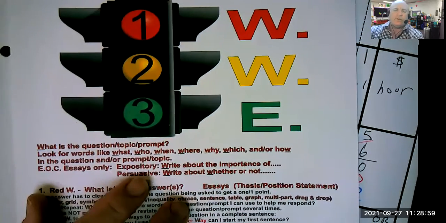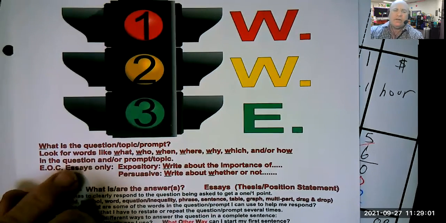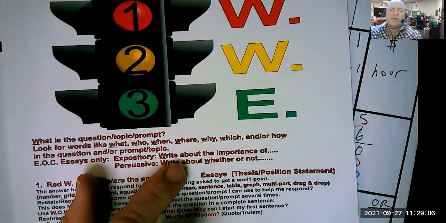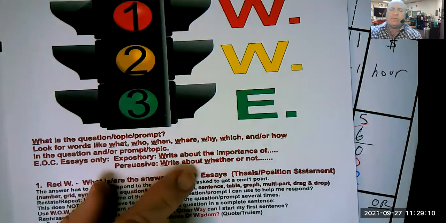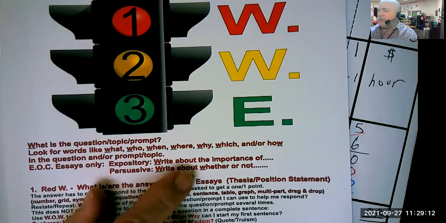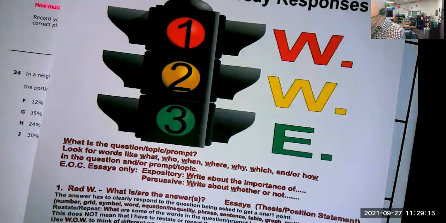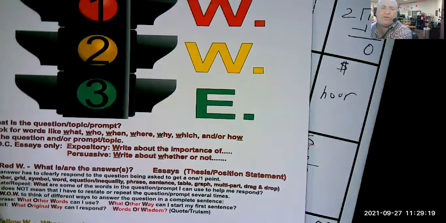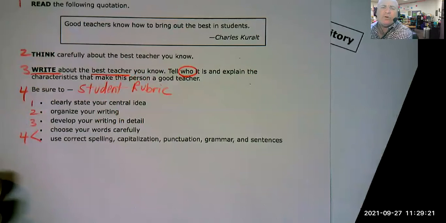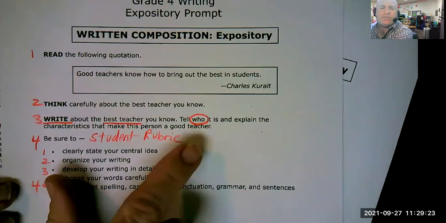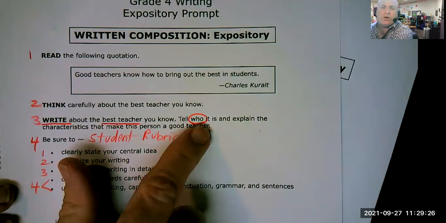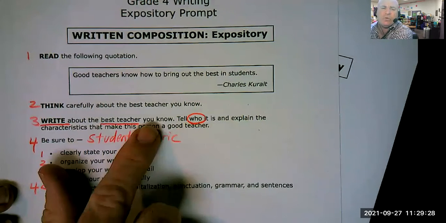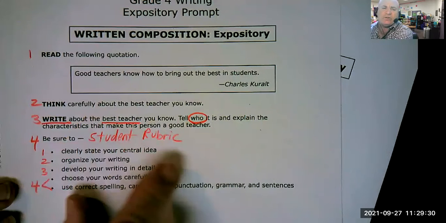So for expository essays and end of course, you're going to have another couple of W's. Write about the importance of something. Write about whether or not something. The ninth grade, I want to show it to you really quick, just to take a moment for those of you that teach fourth grade. Which W did they ask in the prompt? Who? Who is your favorite teacher? And of course, why? And if you notice, 1, 2, 3, 4 gets a good score.